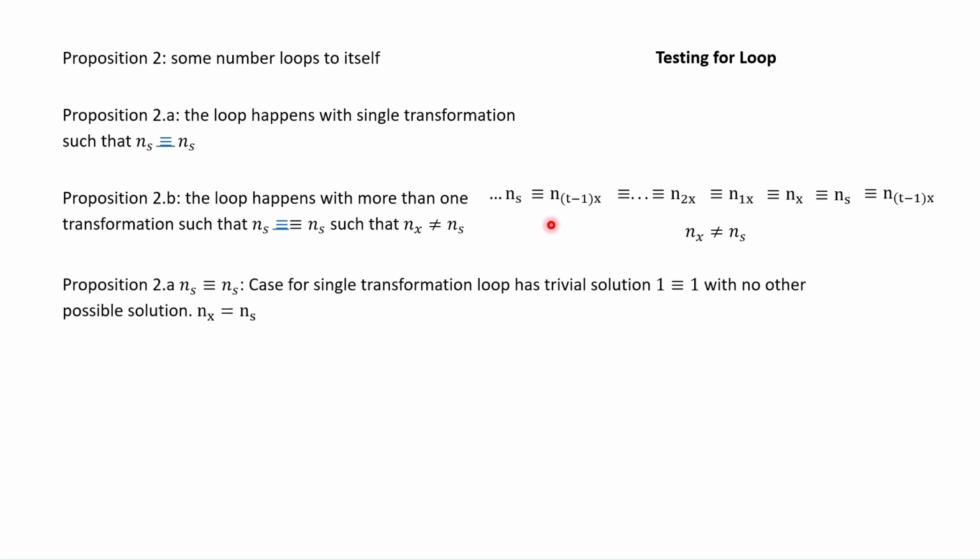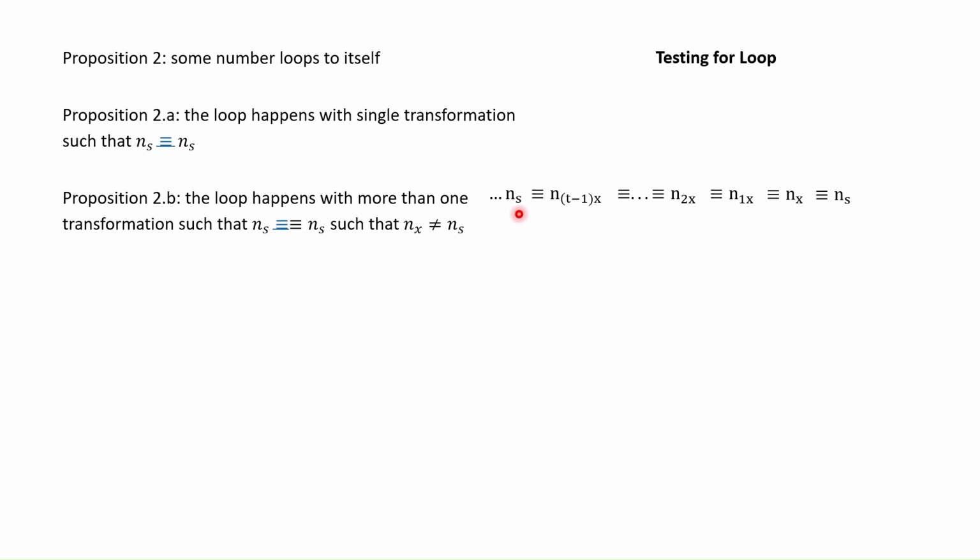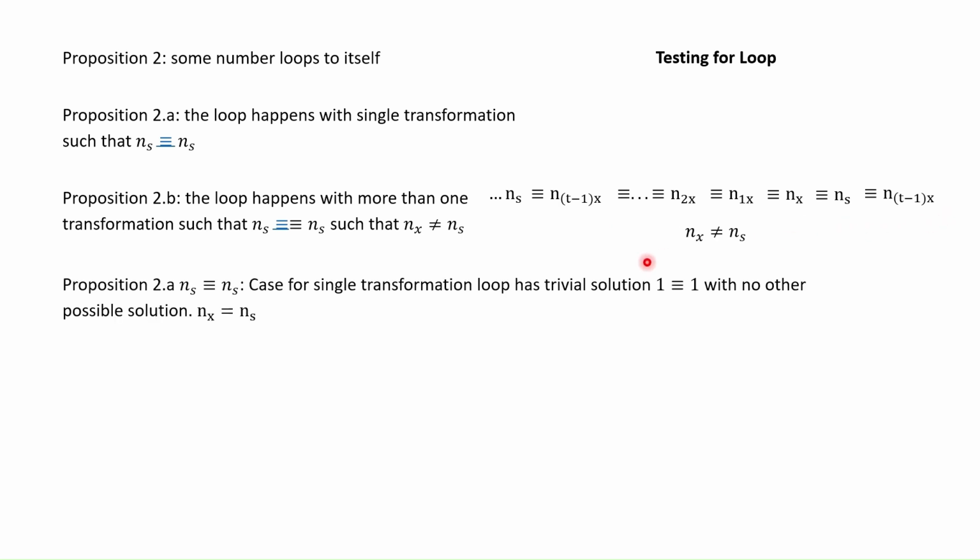Okay, so let's imagine some condition for loop. You have some number ns, it transforms to some number n t minus 1x, it goes on and on and on, and then you have n2x, n1x, nx, and then ns, and this loop continues, and we have this condition, nx is not equal to ns.